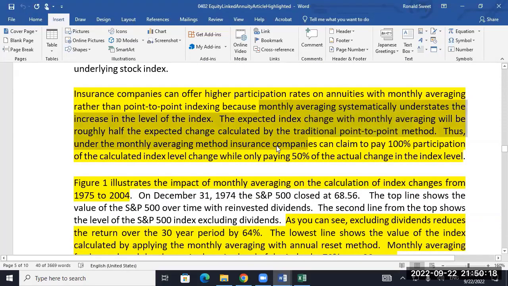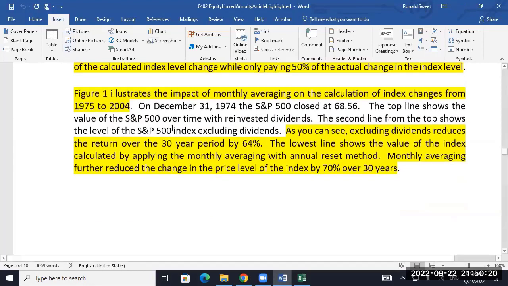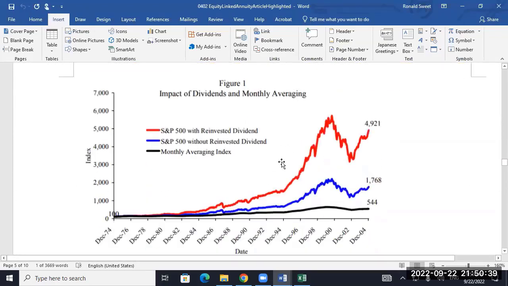I'll let you read the rest of those, but they're just saying what I just did there. Excluding dividends reduces returns by 64% over 30 years. Monthly averages reduces the price level index by 70%. It's like, where's my money? There's not much left, is there?